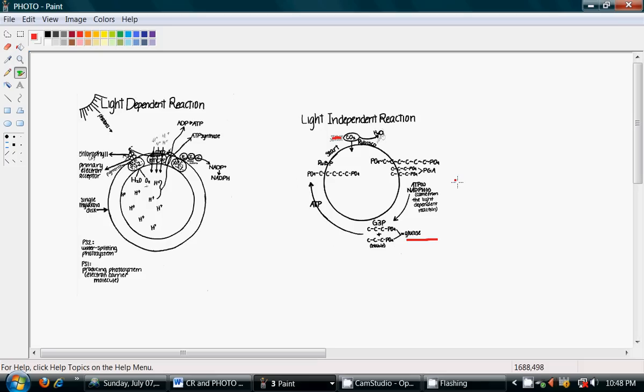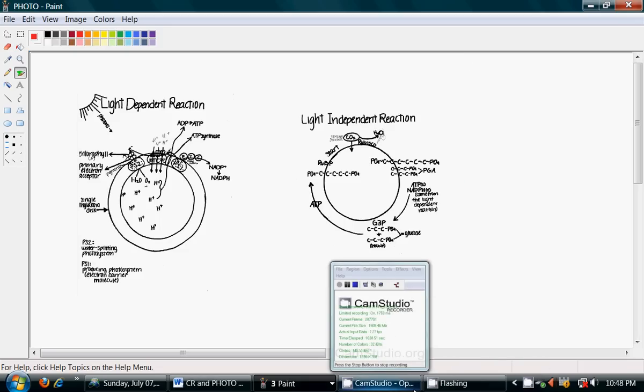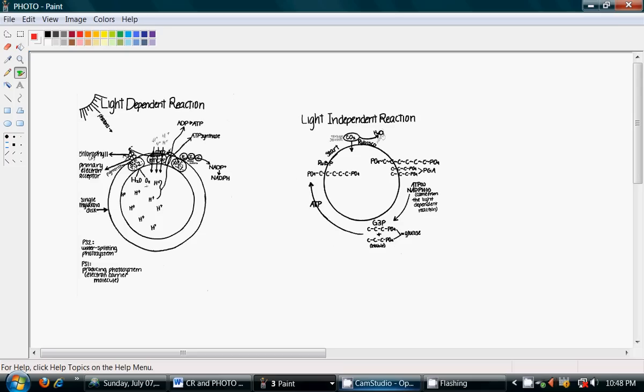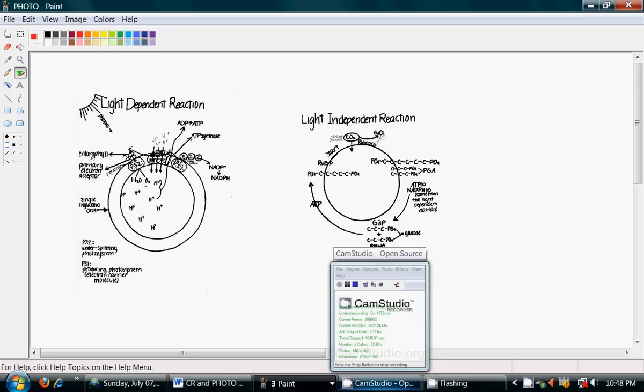And that's a key adaptation for C4 and CAM photosynthetic plants because it allows them to minimize water loss, and it allows them to do different steps of the light-independent reactions the way that best suits them or adapts them to that particular environment. So that's the overview of photosynthesis, and it kind of combines all of those ideas into one. Okay? All right.